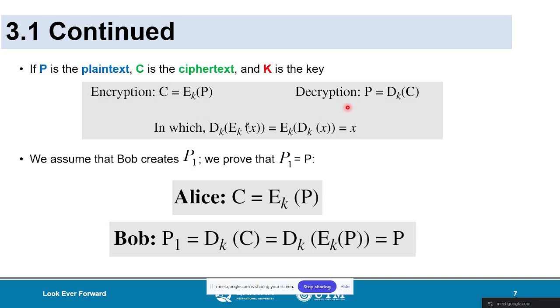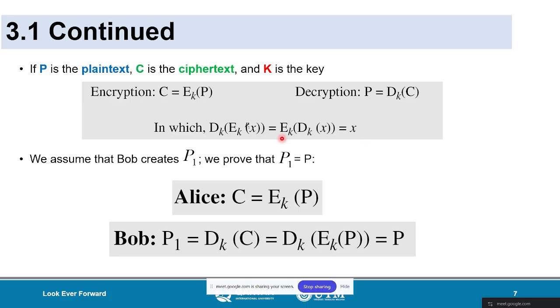Now, how about the decryption part? We will have the ciphertext. Someone sends me the ciphertext. I have the ciphertext, and I'll try to decrypt it using the key. Then I will get the P. Now, decryption using a specific key of a message that has been encrypted with the same key would be equal to decryption of the encrypted message with the same key, and it will be equal to the message.